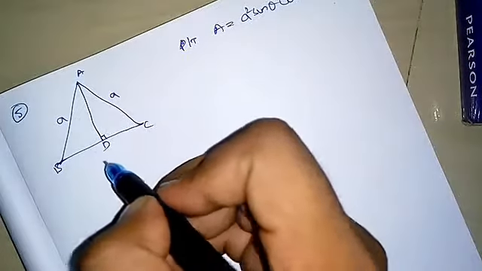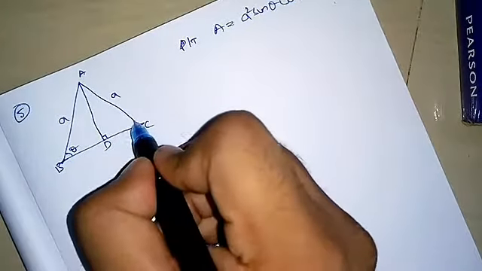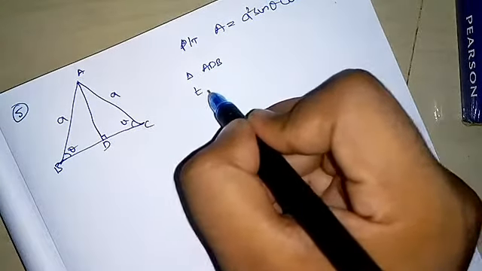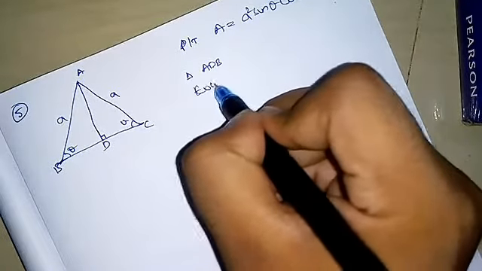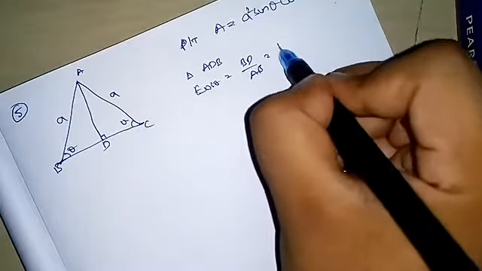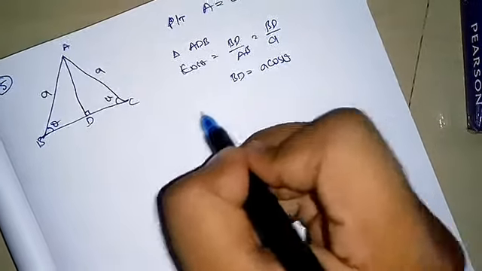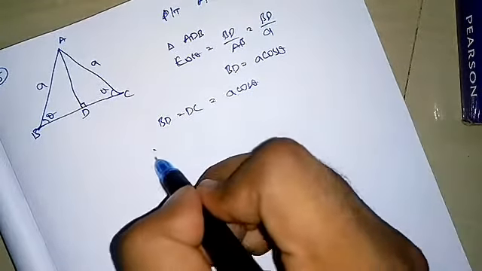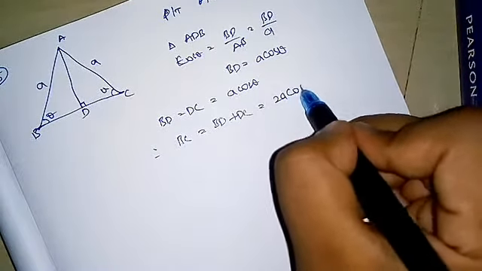Now this angle is given as theta. In triangle ADB, cos theta is equal to BD by AB, which is equal to BD by A. Therefore BD is equal to A cos theta. You know that BD will be equal to DC, which is equal to A cos theta. Therefore BC is equal to BD plus DC, which is equal to 2A cos theta.